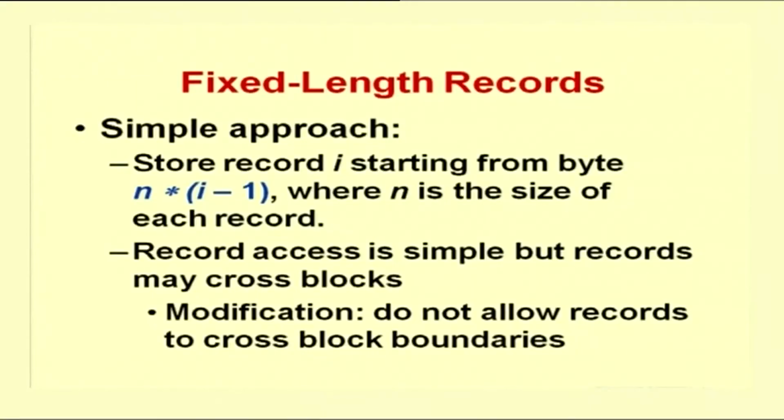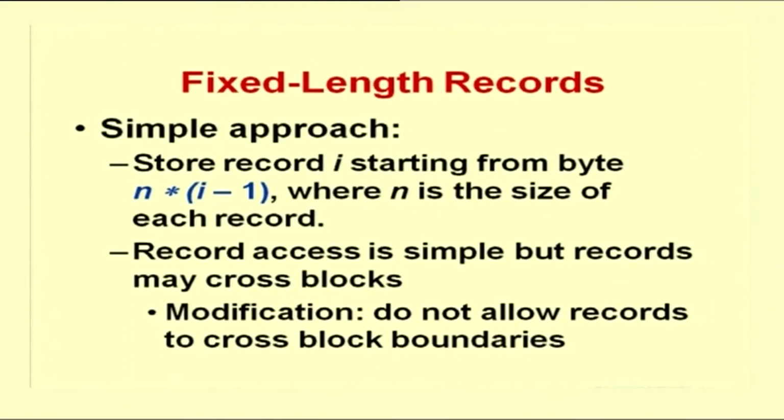So, let us first look at fixed length records. This uses a very simple approach. It stores record i starting from byte n times (i minus 1), where n is the size of each record. The first will start at 0, the second at n, the third at 2n and so on. So, the fifth record will be stored starting at n times 4. Record access is also simple, but the problem is records may cross blocks.